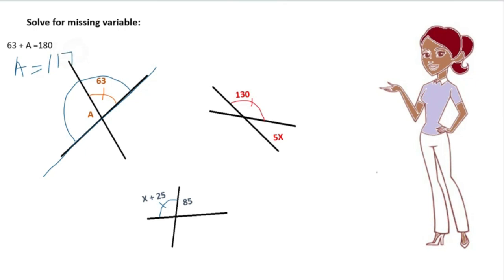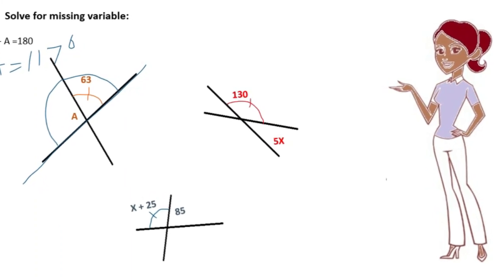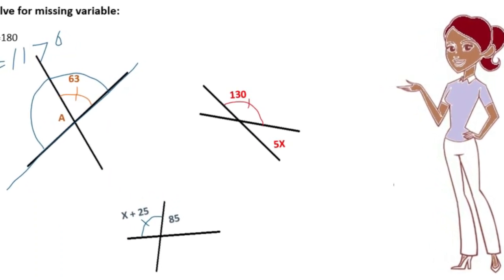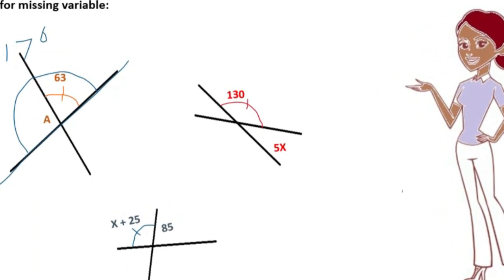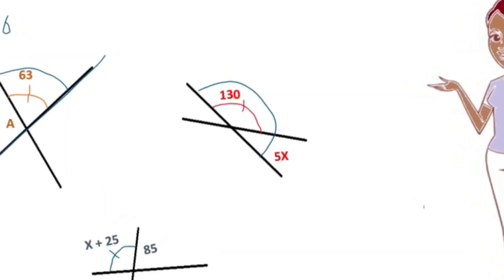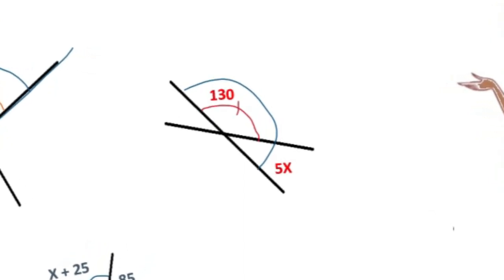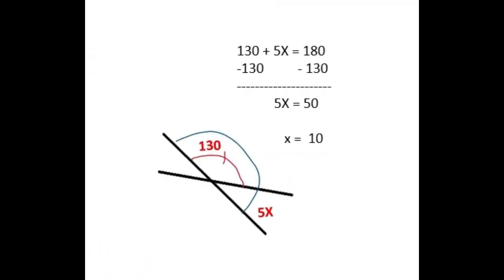117 degrees. So our next equation, again, we're looking for the line because we're talking about a linear pair. So we're going to look at this portion, and again, it has to equal 180 degrees. So our equation would be 130 plus 5x equals 180. So that's our equation here.